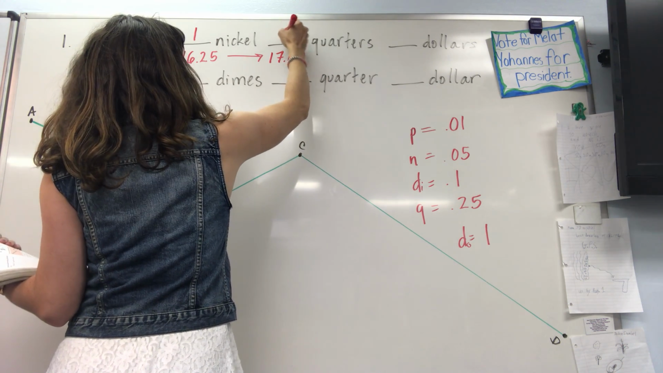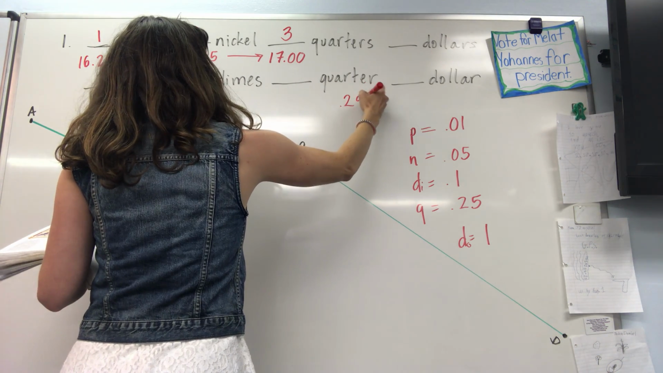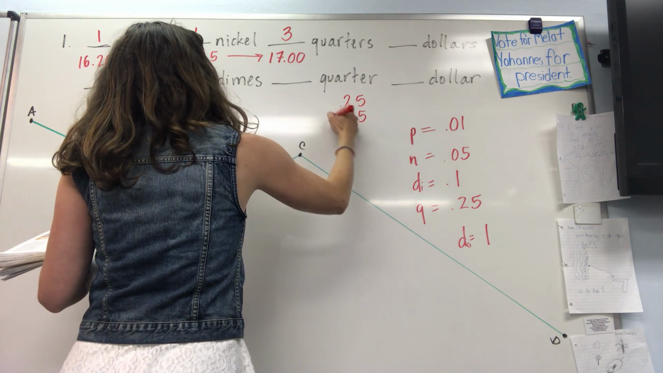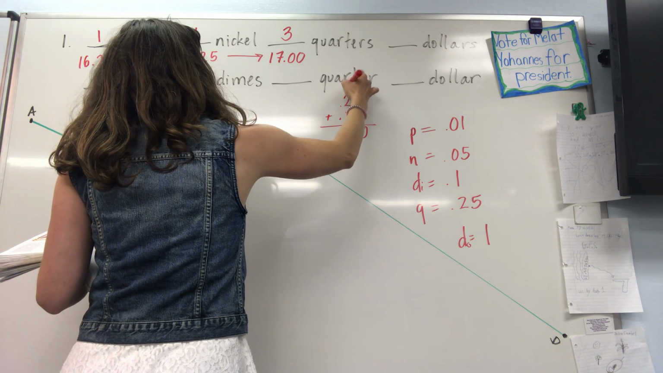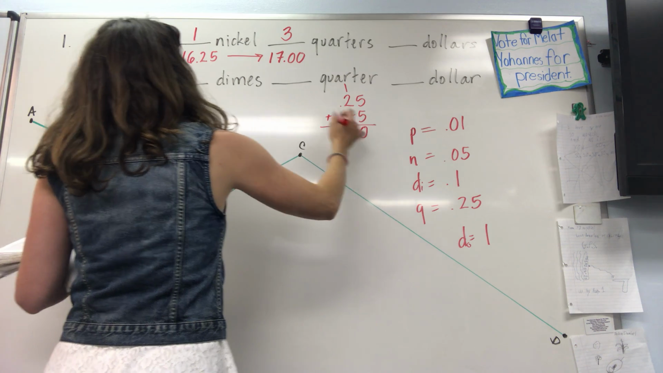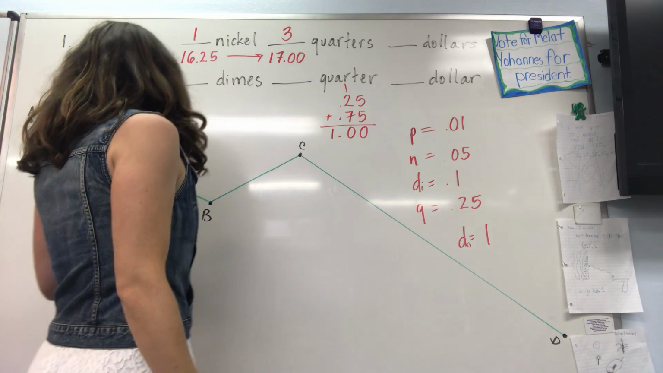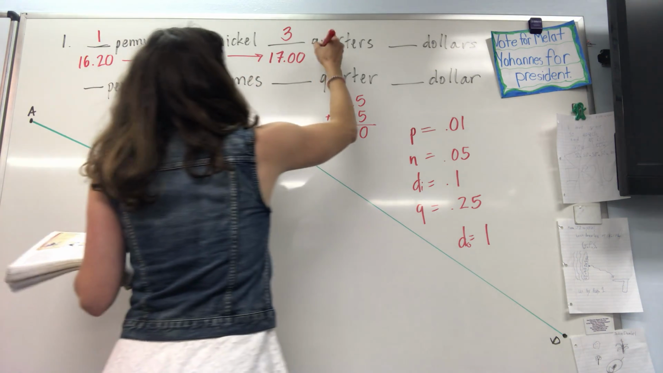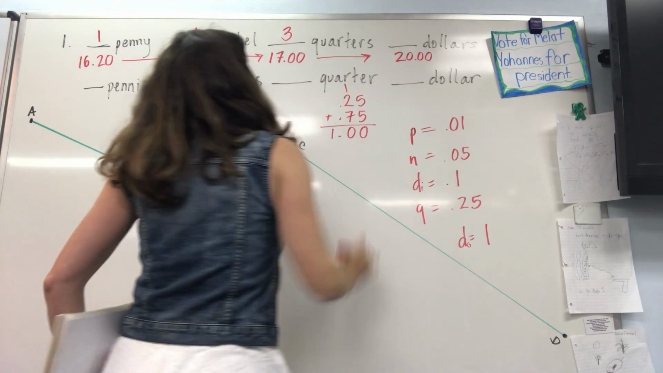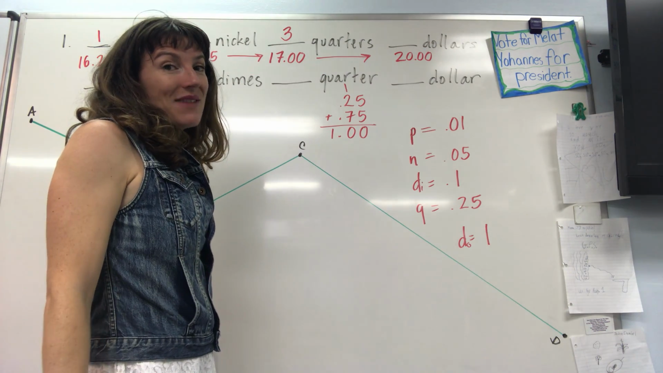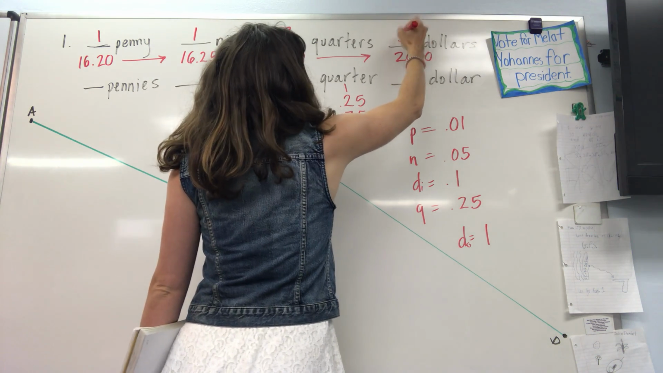We use 3/4, right? 0.25 plus 0.75: 5 plus 5 is 10, carry the 1, 2 plus 7 plus 1 equals 10. You see that? Okay. And going from 17 all the way to 20, 20 minus 17 is 3, so we have $3.